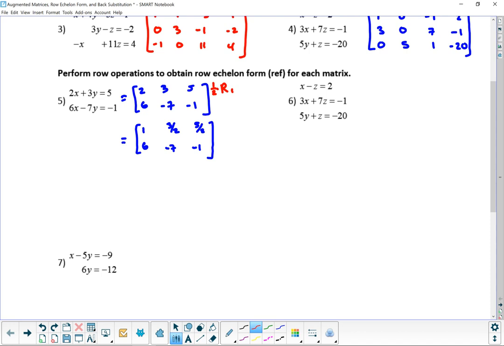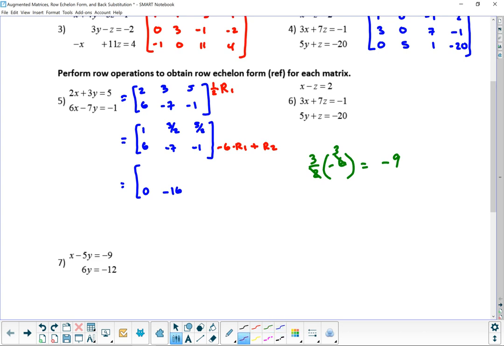You guys are pretty good at this by now. We're going to do -6 times row 1 and then add it onto row 2. So 1 times -6 is -6, add 6 is 0. This one you might have to do on the side. 3/2 times -6: the 2 and the 6 cancel to give 3, so you get -9. See how nice that is? -9 plus -7 is -16.